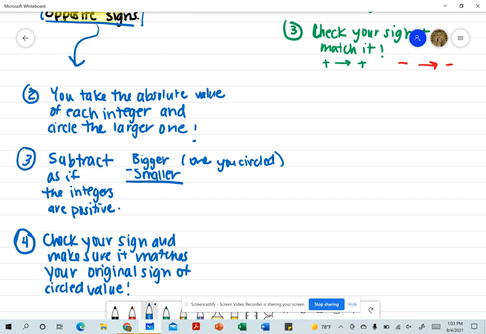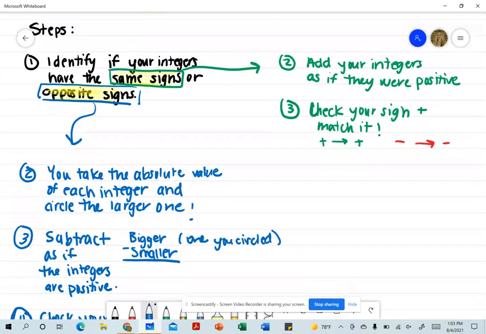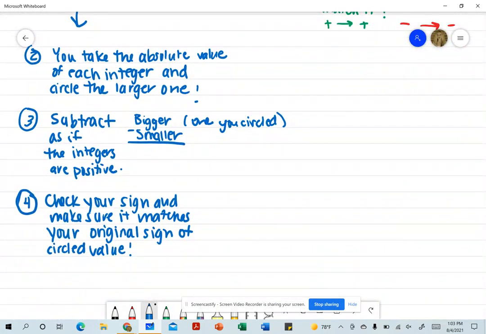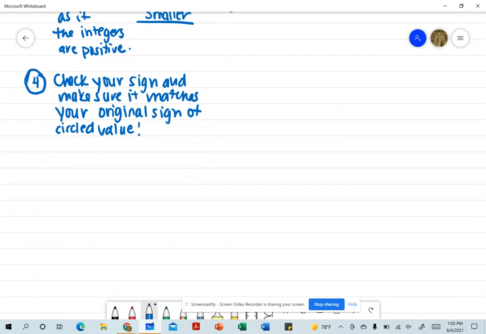All right. So we're going to do these together. We're going to do one of each, and then we're going to come back to class and practice some more. So let's do example A. Example A is going to be 273 plus 158.